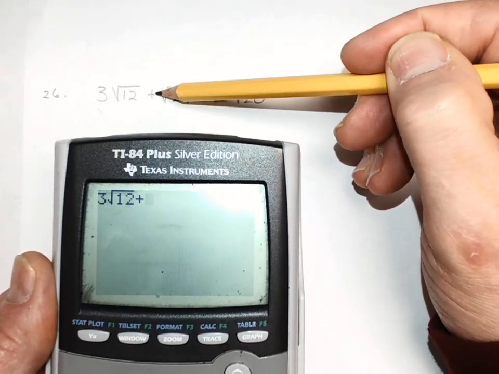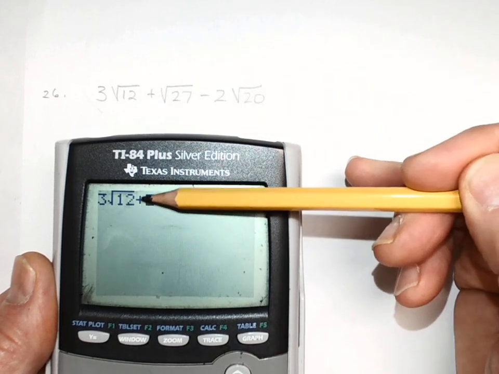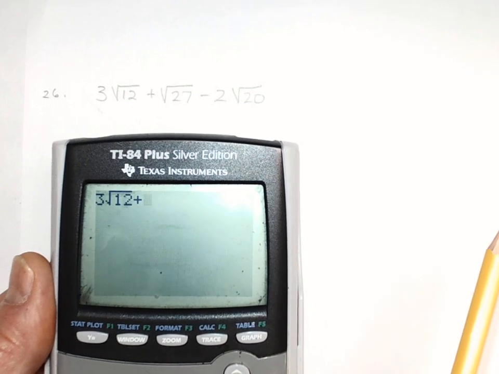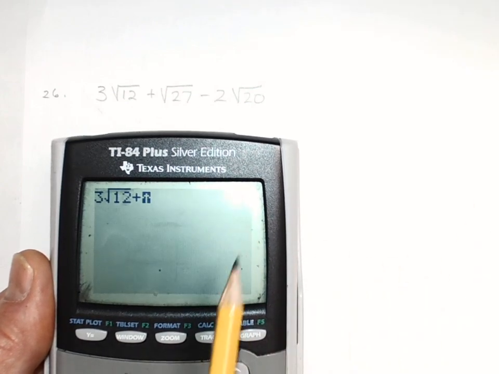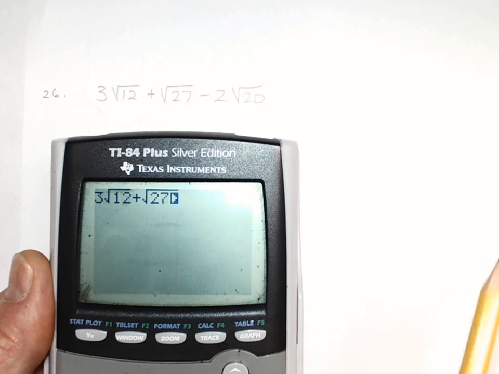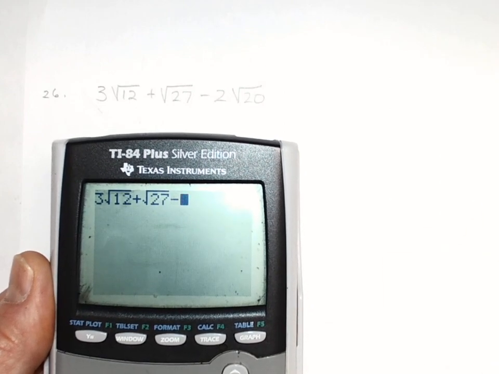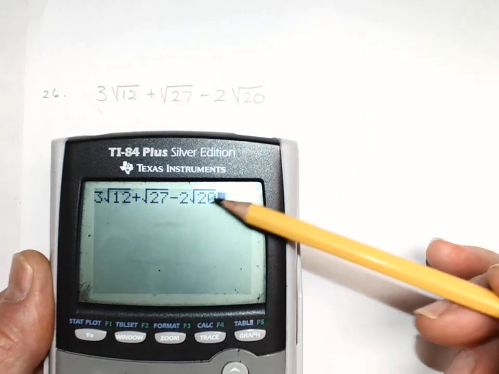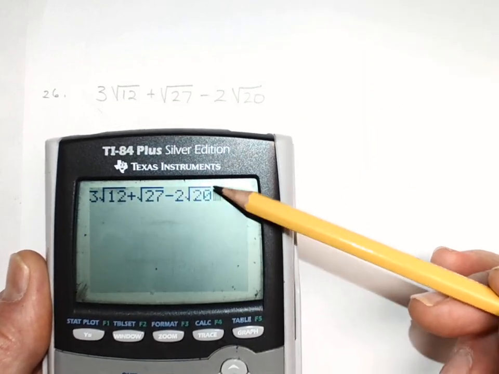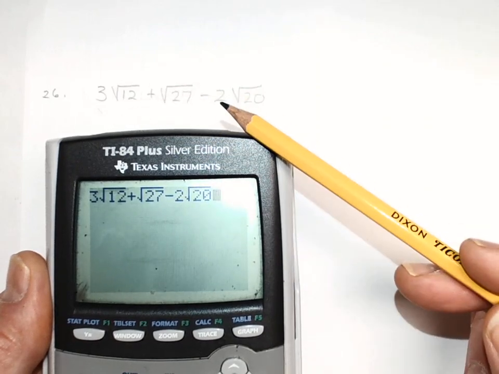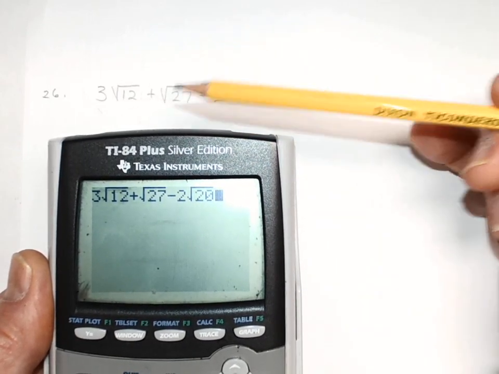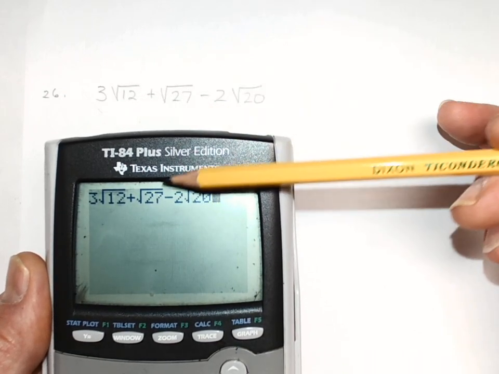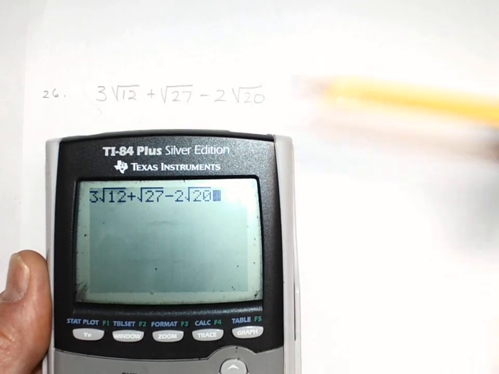Notice that the plus sign is not under a square root in my calculator. Make sure that you right arrow out of every square root once you're finished typing in the radicand, the number underneath it. So minus 2 square root of 20, tab out. Just get in the habit of it. Now you notice that my problem looks exactly like it does on your paper. Square root of 12 cuts off there. Square root of 27 cuts off there. Square root of 20.